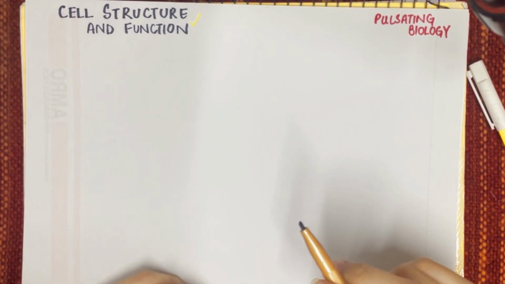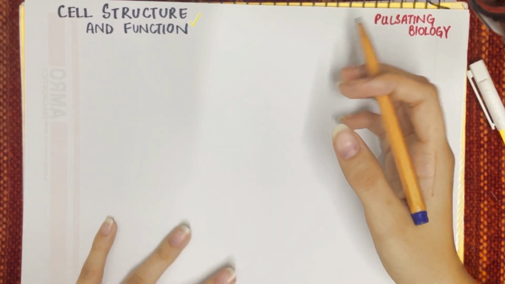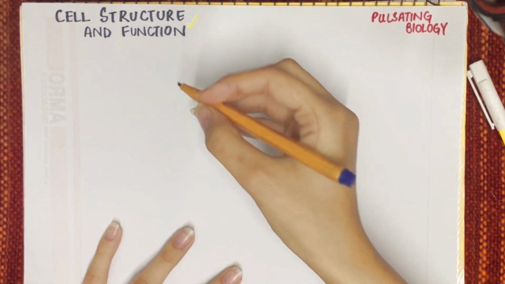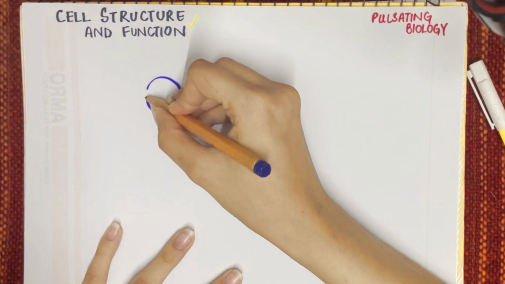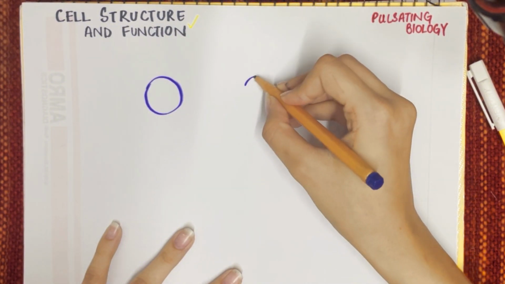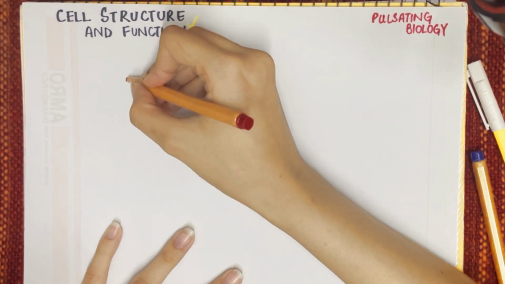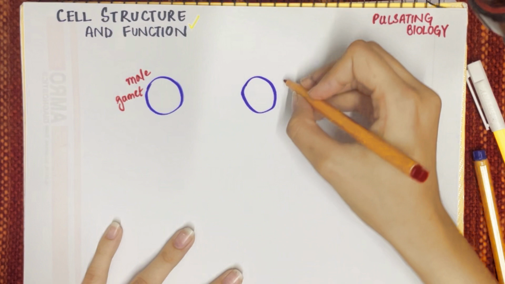So in every human being, there are basically gametes in their reproductive organs. We have studied it in earlier classes. So let's understand it with the help of a diagram. Let's say this is a gamete and this is another gamete. This one is the male gamete and the other one is the female gamete.